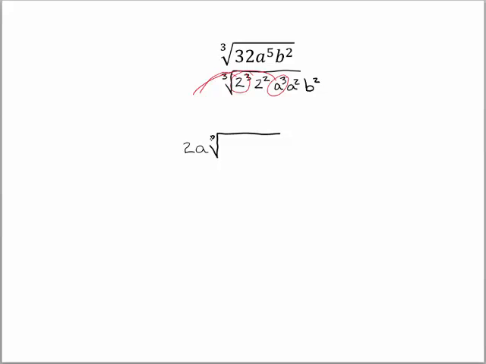It's the cubed root. Don't forget that cubed root. And what do we have left? 2 squared. Well, we can rewrite 2 squared. 2 squared is 4, right? And then we have a squared and b squared. All right?